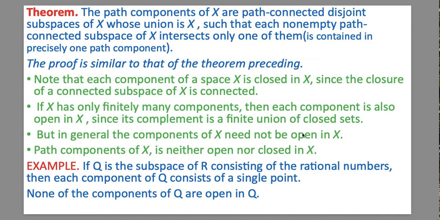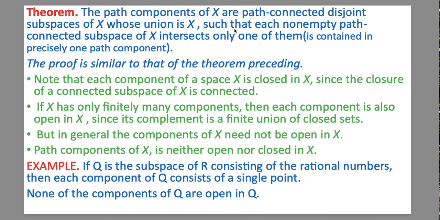Now we have one more, similar theorem. The path components of X are path connected disjoint subspaces of X whose union is X, such that each non-empty path connected subspace of X intersects only one of them. It means it is contained in precisely one path component. The proof of this theorem is similar to that of the preceding theorem.